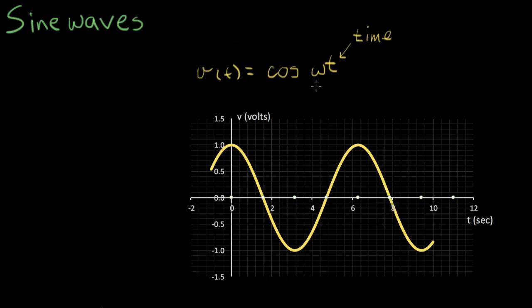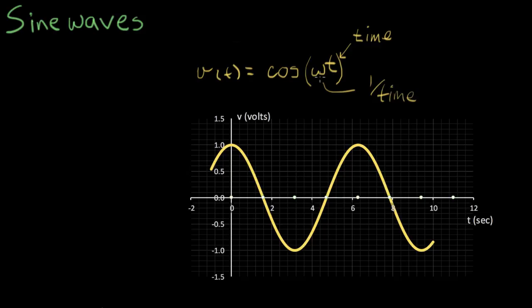And we have another variable in here called omega. This is the Greek lowercase omega. And omega has an important job in this. The argument to cosine, whatever is inside the cosine, this has to be dimensionless. This has to have no units. And so if we put in a unit of seconds, that means omega is something that has the units of 1 over seconds or 1 over time. So omega is 1 over time.